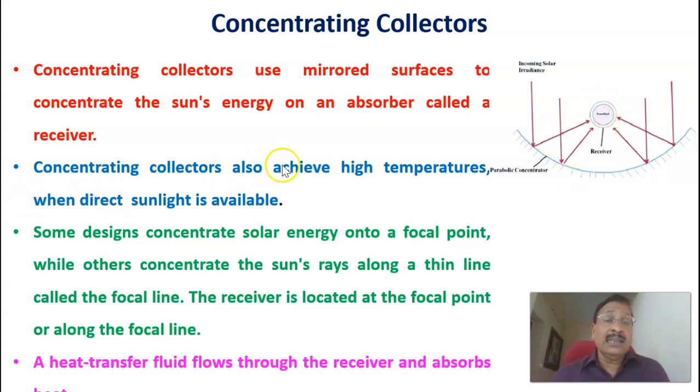Therefore, the concentrating collectors can also achieve high temperatures when direct sunlight is available. Some designs concentrate solar energy onto a focal point, while others concentrate sun rays along a thin line called the focal line. There are two types of that, and we will see them later. Rather than to a point, it will be concentrating through a line. Therefore, the receiver is located at the focal point or along the focal axis. That depends: if it is point-wise, it is at the focal point, and if it is along a line, it is a focal line.